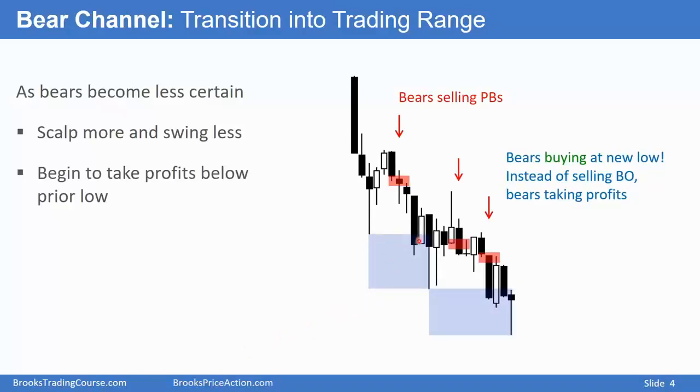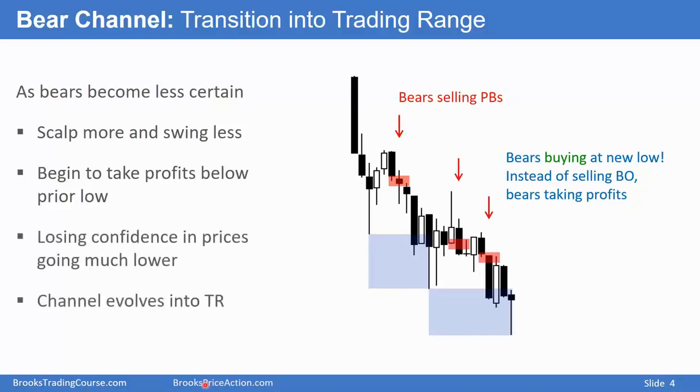The bears, instead of selling at new lows, are taking profits at new lows. That's why we're getting these reversals up. New low, and the market goes up. The bears are not selling there, they're buying. They're buying back their shorts. They're losing confidence that the trend will continue much further.